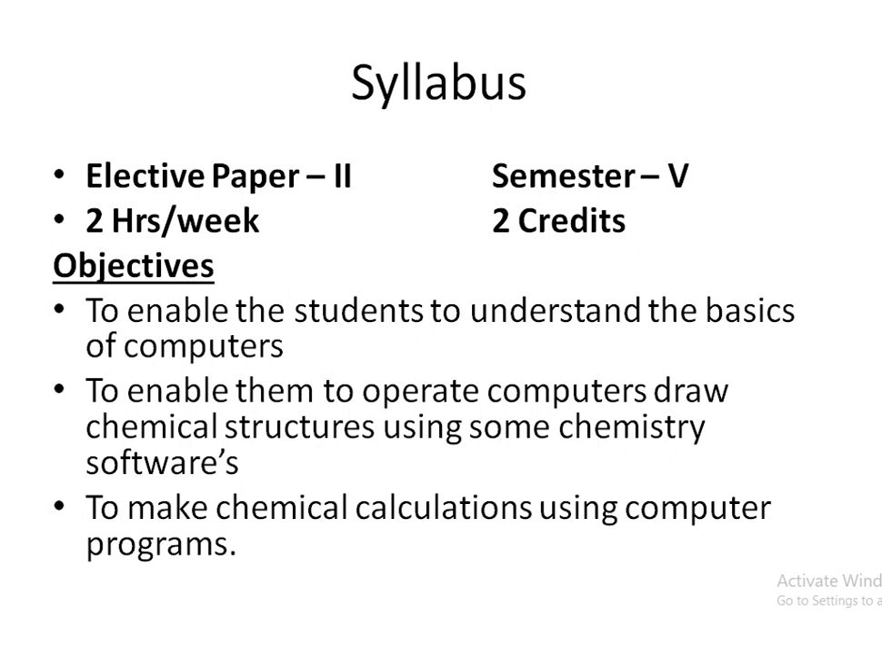The objectives of the course are to enable the students to understand the basics of computers, to operate computers, draw chemical structures using some chemistry software, and make chemical calculations using computer programs. The program we mention here is MS Excel, not others. We are not going into detail about all the programs.